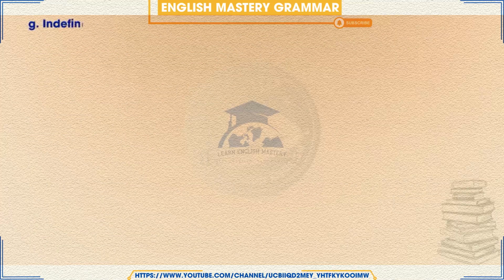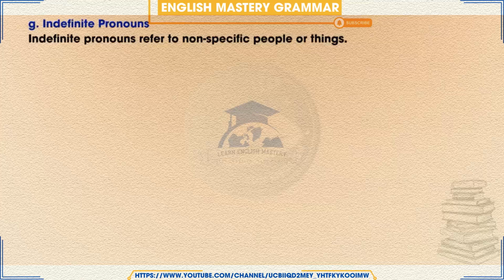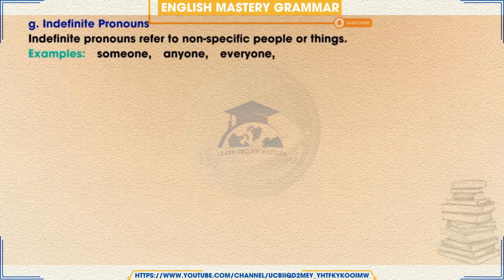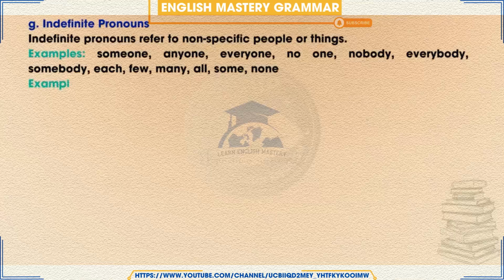G. Indefinite pronouns. Indefinite pronouns refer to nonspecific people or things. Examples: someone, anyone, everyone, no one, nobody, everybody, somebody, each, few, many, all, some, none.